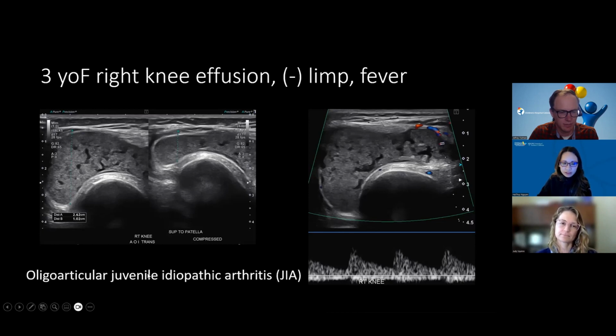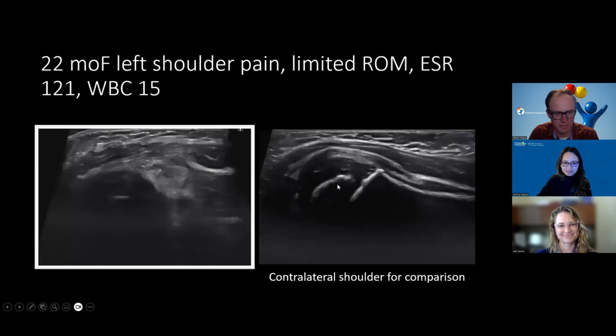So then months later they saw rheum, and rheum diagnosed them with oligoarticular JIA, just because this was the only joint involved. There wasn't really anything else going on, but it was interesting. So yes, you can see rice bodies, and when you do, they look like that. All right, so now moving on to another joint.